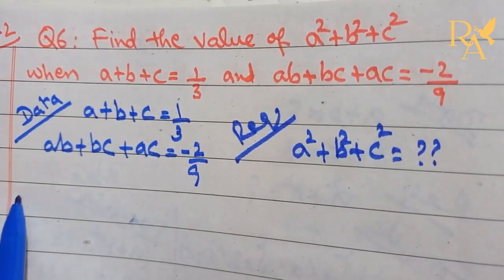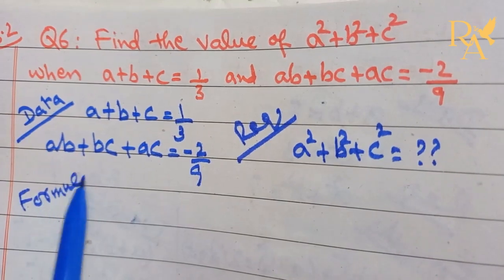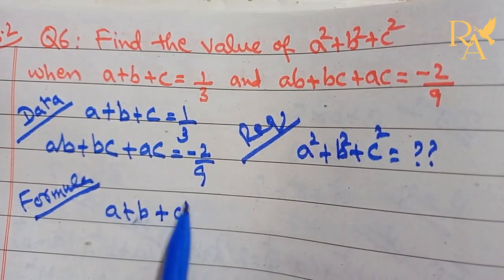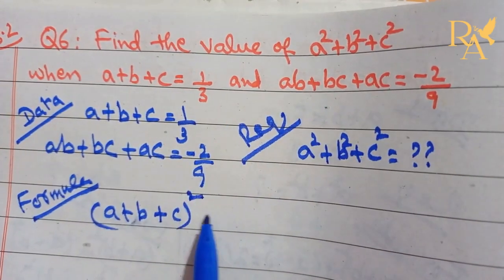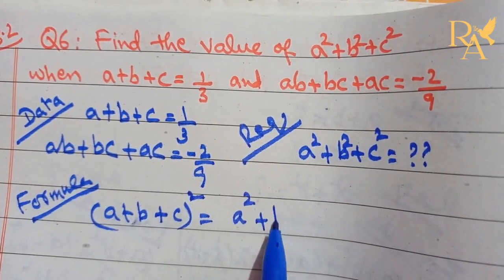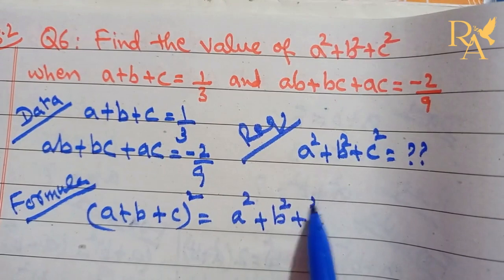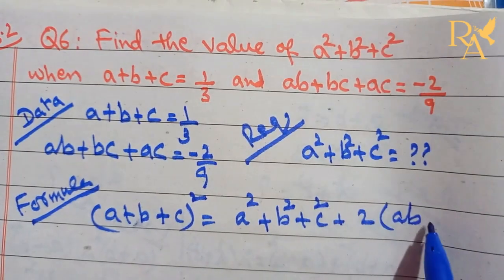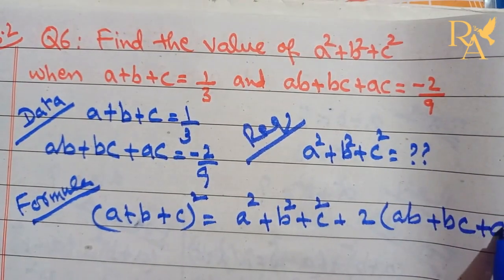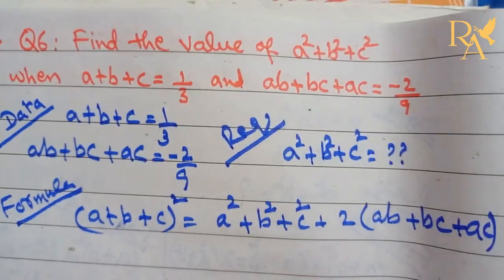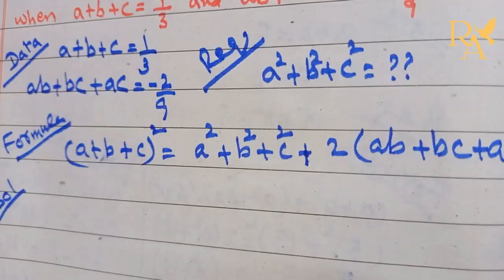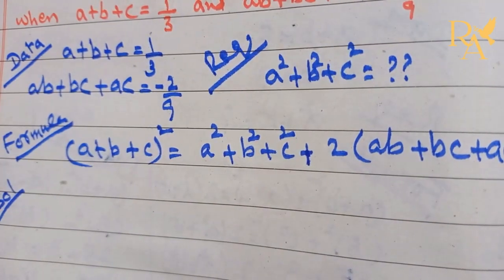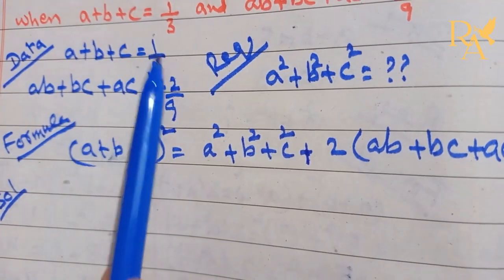So by using the formula, A plus B plus C whole square is equal to A square plus B square plus C square plus 2 times AB plus BC plus AC. Now we are putting the value A plus B plus C is equal to 1 upon 3.